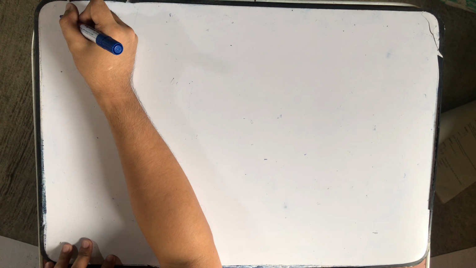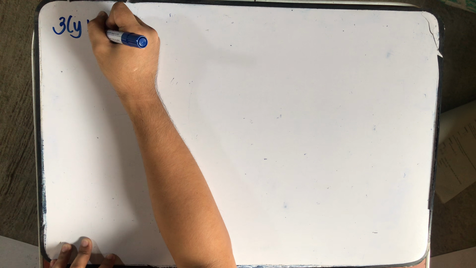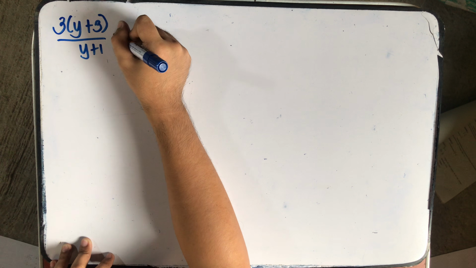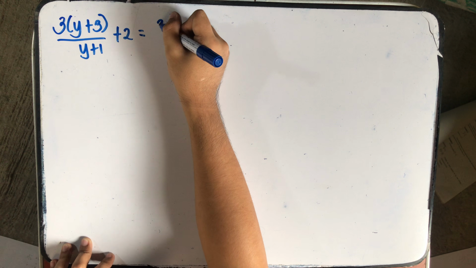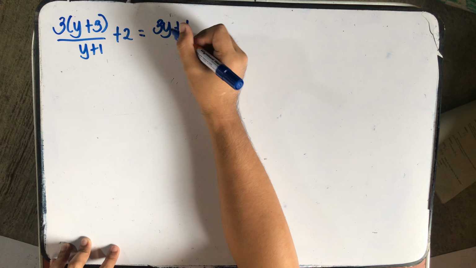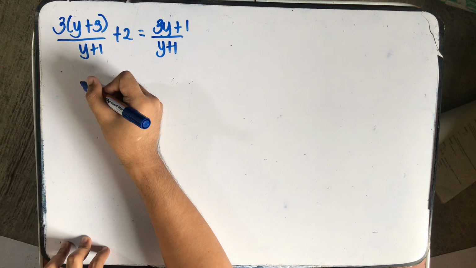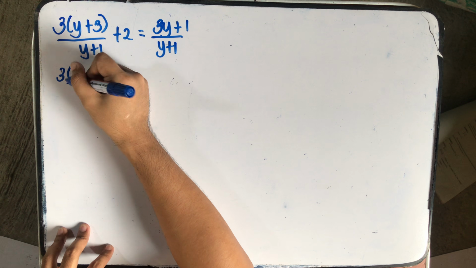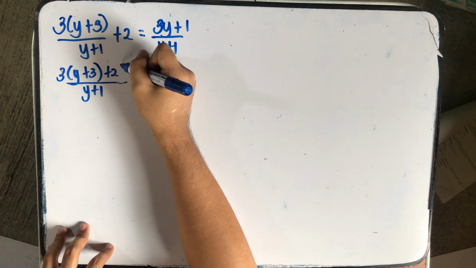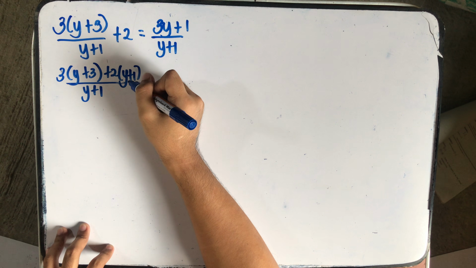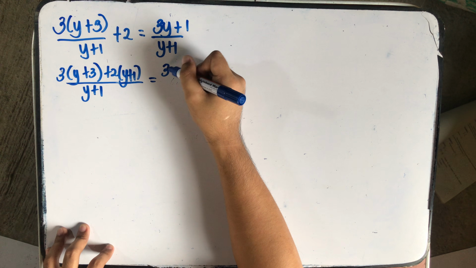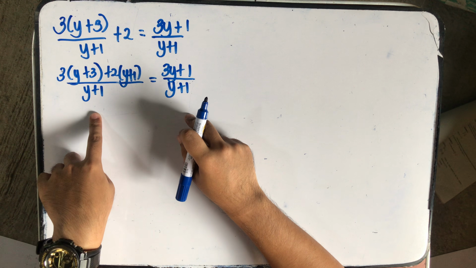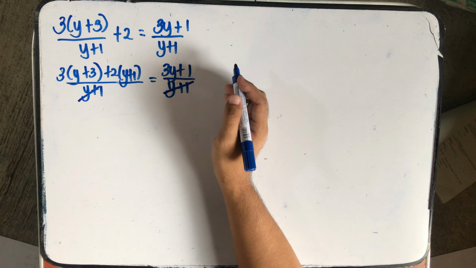So let's have another example, and that is 3 times y plus 3 over y plus 1 plus 2 is equal to 3y plus 1 over y plus 1. Again, we need to get the LCD, which is y plus 1. Therefore, this is just 3 times y plus 3 plus 2 times the denominator, which is y plus 1, is now equal to 3y plus 1 over y plus 1. We could see here that they have the same denominator. All we have to do is to cancel out.